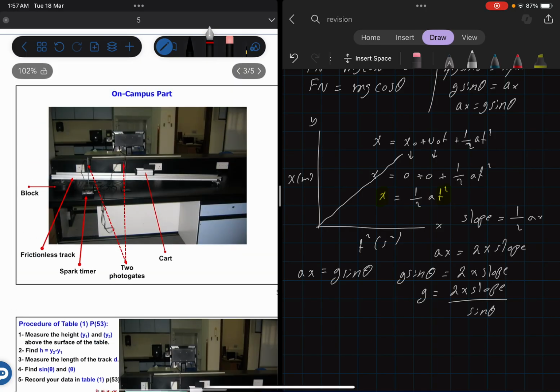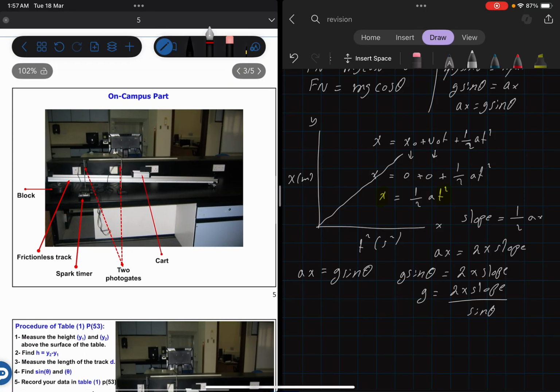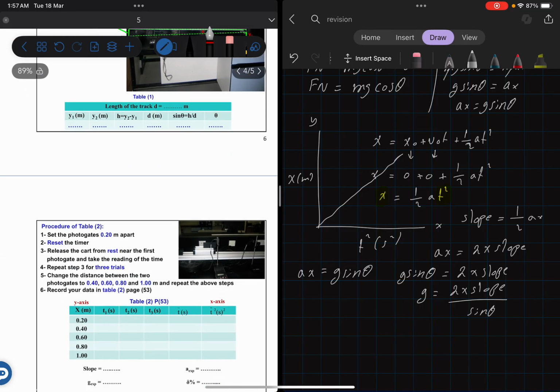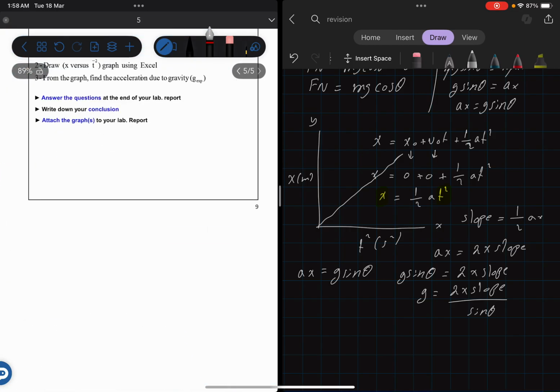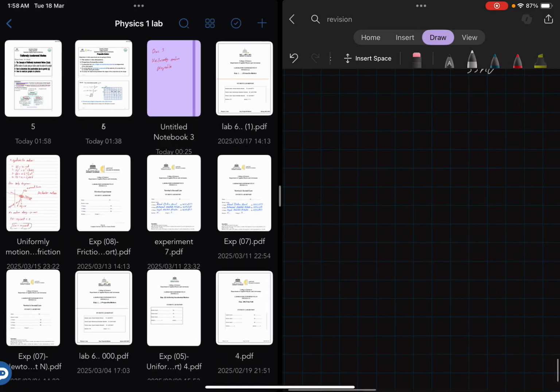In the lab we don't need this, we just need the theory. This is to find t1, t2 and t3, find the average, and then square it. Okay, so we finished chapter 5.